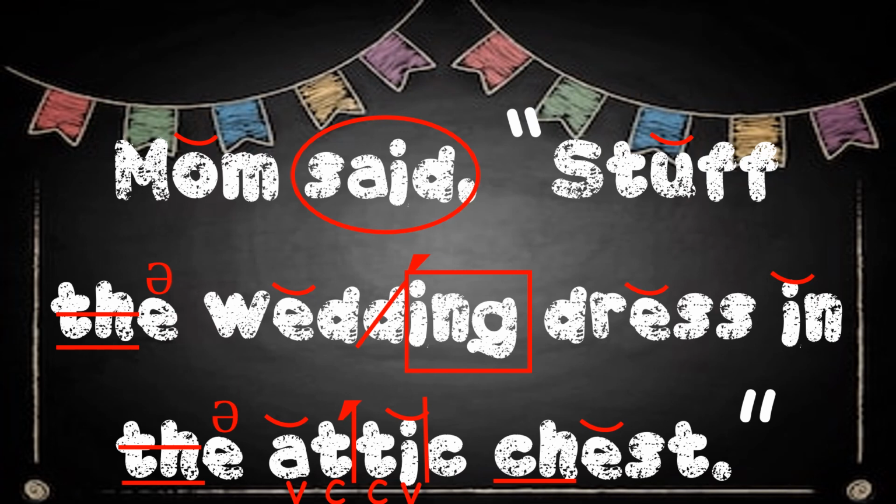Let's read this sentence. Mom said, "Stuff the wedding dress in the attic chest." Who said, "Stuff the wedding dress in the attic chest"? Mom said. We have quotation marks in this sentence. We use quotation marks when we want to indicate the exact words of someone talking. When we want to show that someone is talking, we write their words inside quotation marks.